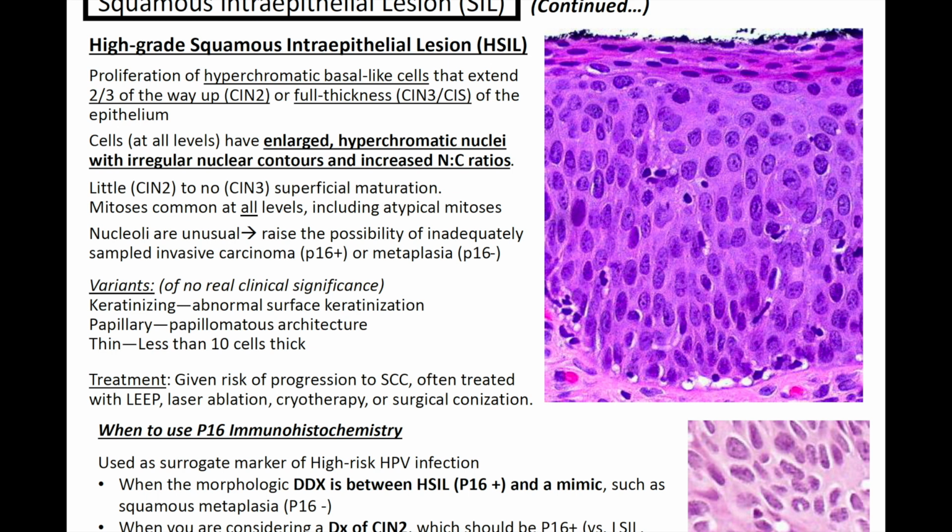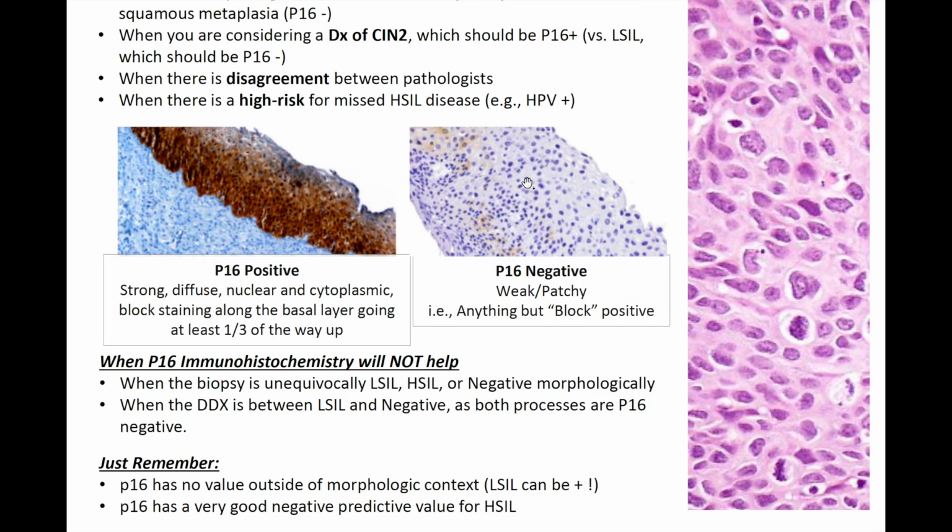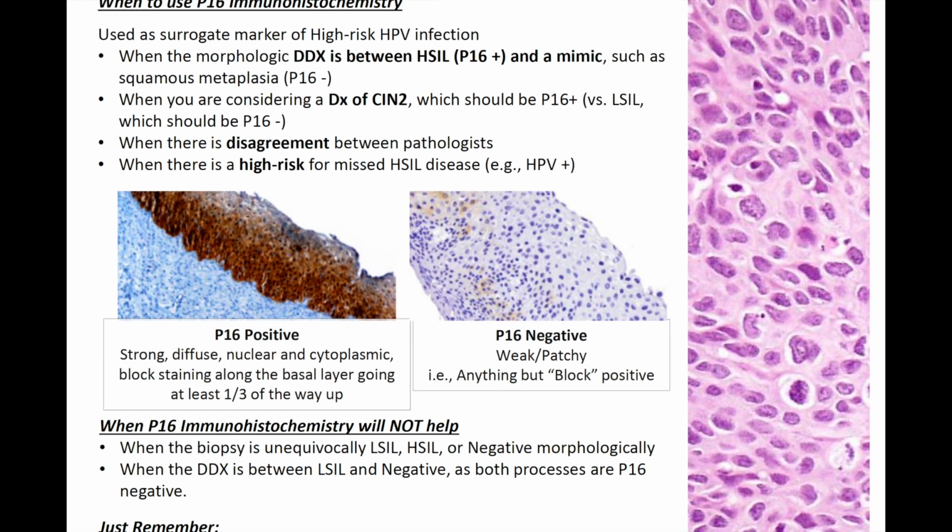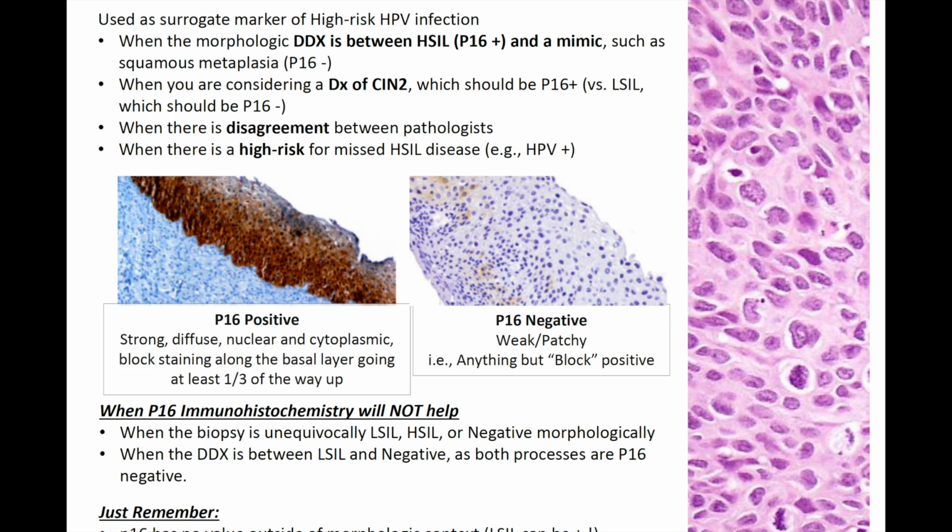Variants of no real clinical significance: you can have keratinizing, papillary, and thin HSIL, which would be considered less than 10 cells thick. And treatment, given the risk of progression to squamous cell carcinoma, it's often treated with a LEEP, laser ablation, cryotherapy, or surgical conization. So the important point of discussion is, when do we use P16 immunohistochemistry?